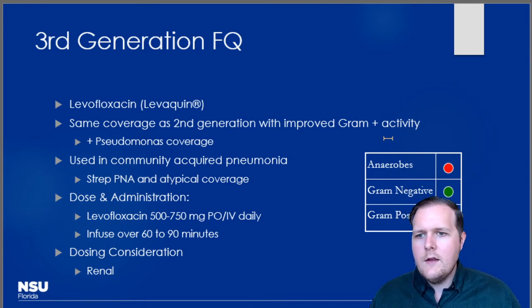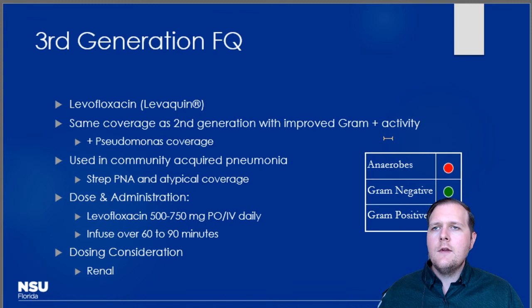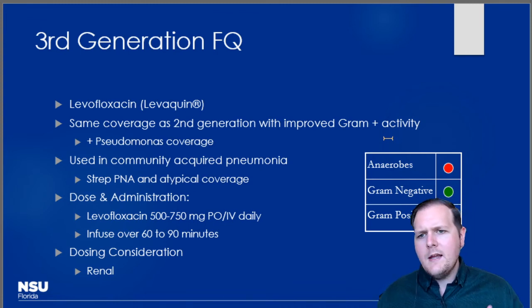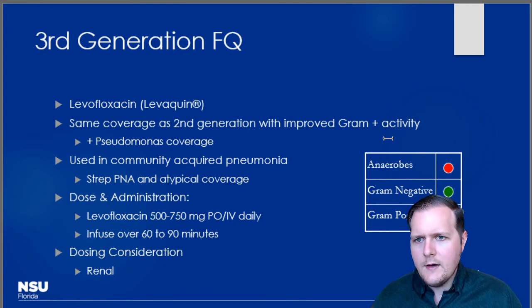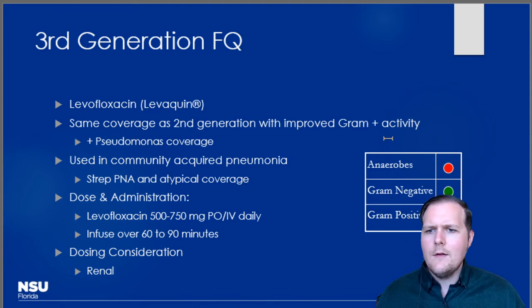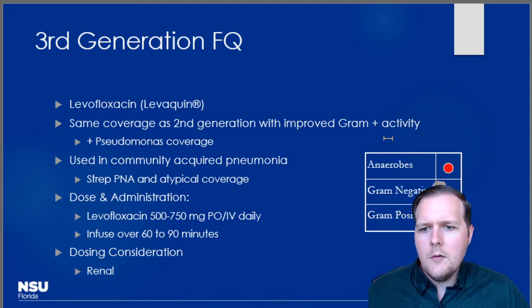So this is one that you'll frequently see being used as double coverage for Pseudomonas. For instance, I mentioned you'd use vancomycin for MRSA. And if you're worried about Pseudomonas, you could use an aminoglycoside plus a fluoroquinolone, for instance. Or you can use an aminoglycoside plus an anti-pseudomonal penicillin or cephalosporin, or something like that. So those are the cases where we sometimes do double cover.